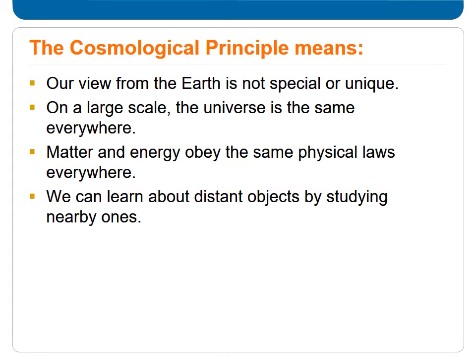The cosmological principle means that our view from Earth is not special or unique. On a large scale, the universe is the same everywhere. Matter and energy obey the same physical laws everywhere, and we can learn about distant objects by studying nearby ones.